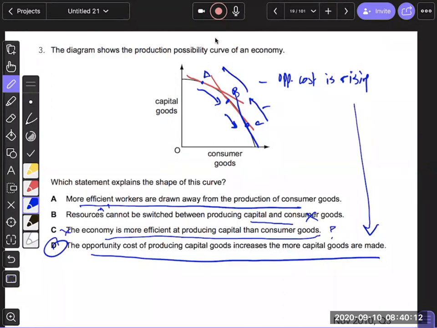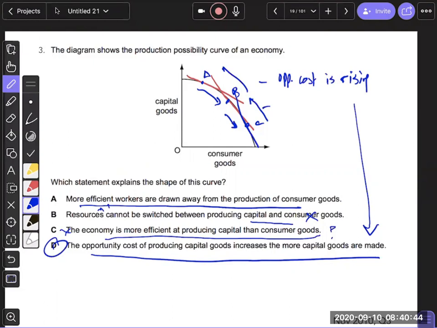Okay. Are we good to move on? Any questions? Should I move on? What's wrong with B? Resources cannot be switched. Resources can be switched. This PPC means you can switch resources at any point in time if you want to. Make sense?